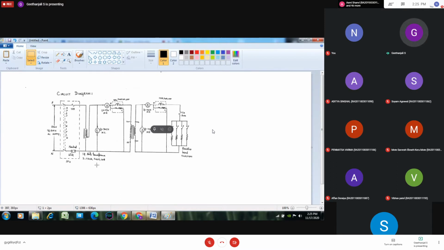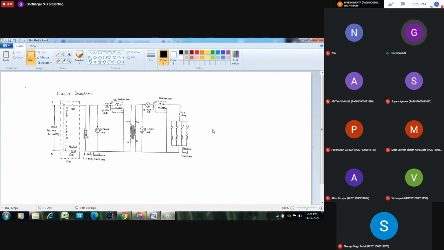The next one is the auto transformer. Its role is to gradually increase the supply voltage to the primary winding of the transformer. The role of this voltmeter is to measure the input voltage to the primary winding. The ammeter is used to measure the primary current. The wattmeter is used to measure the primary winding power. Then 115 is the secondary side, and this voltmeter is used to measure the secondary voltage.